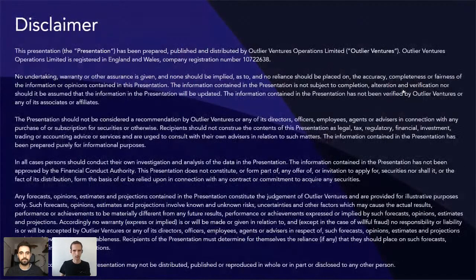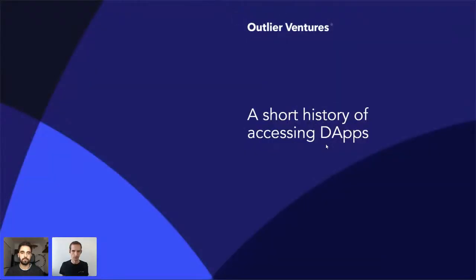Just a quick disclaimer. Nothing of this is investment advice, even though I don't suspect we will be mentioning many tokens or things of value, but always good to know. Just a very brief history for why would you need something like WalletConnect? Where did it come from? And accessing DApps, how did that work and how does it work?